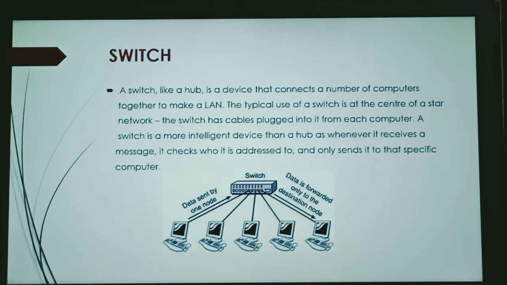Why is this possible? A switch can learn the physical addresses of the devices connected to it, and it stores the physical addresses of the systems connected to it, which are called MAC addresses, in its own table. So when a data packet is sent to a switch, it is directed to the intended destination port. So children, switches are preferred over hubs as they reduce unnecessary traffic in the network.